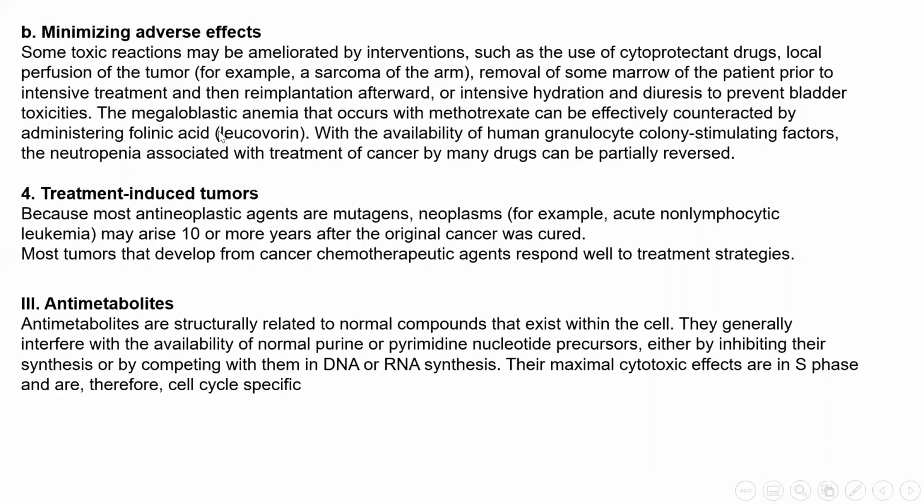As we said, bone marrow suppression may be controlled in other ways. In the case of methotrexate, because methotrexate affects folic acid metabolism, we can use folinic acid or leucovorin as an outer source of folic acid in order to minimize the side effects of methotrexate. Granulocyte colony stimulating factors can also be used if neutropenia happens in patients with cancer due to the chemotherapy.